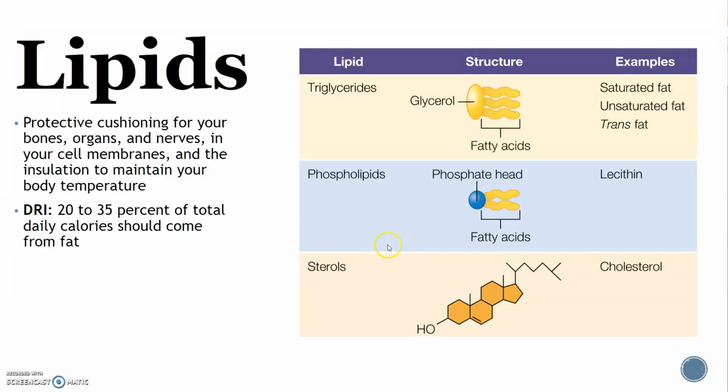Alrighty, on to our second macronutrient, lipids. Lipids are really important. They're protective cushioning for our bones, organs, and nerves. They also help regulate our body temperature. It's important to note that when we say lipids, we're using that interchangeably with fats, even though fats really are just one kind of lipid, which is triglycerides. We'll refer to lipids and fats interchangeably in this course.